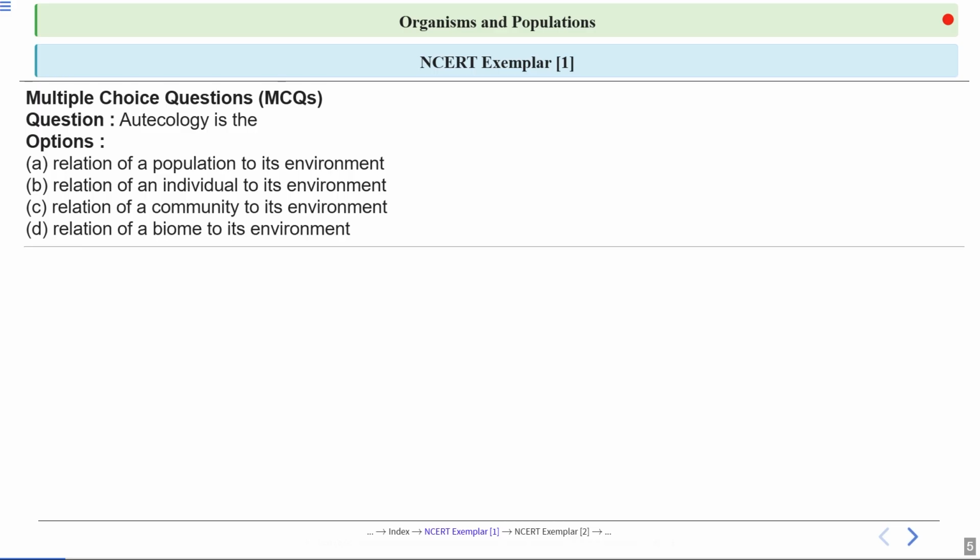Autecology. Okay. So we have four options A, B, C, D. You have to choose the correct answer from these options. Option A is relation of a population to its environment. Option B is relationship of an individual to its environment. Option C, relation of a community to its environment. Option D, relation of a biome to its environment. What is the correct answer?